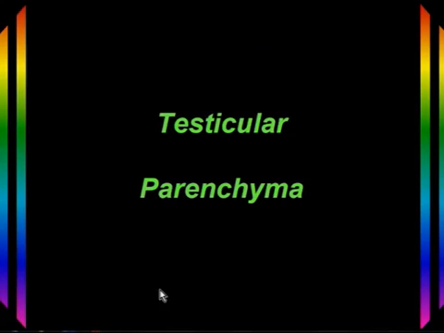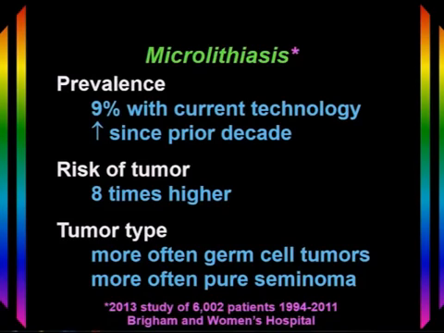Now, besides looking at masses inside the testicle, we look at the testicle for other reasons, including to evaluate the testicular parenchyma. And one thing we might see is microlithiasis. Microlithiasis are tiny little calcifications scattered throughout the testicular parenchyma. The prevalence is about 9% with the current ultrasound technology that we have, and this prevalence has increased since a decade ago because our ultrasound transducers have improved.